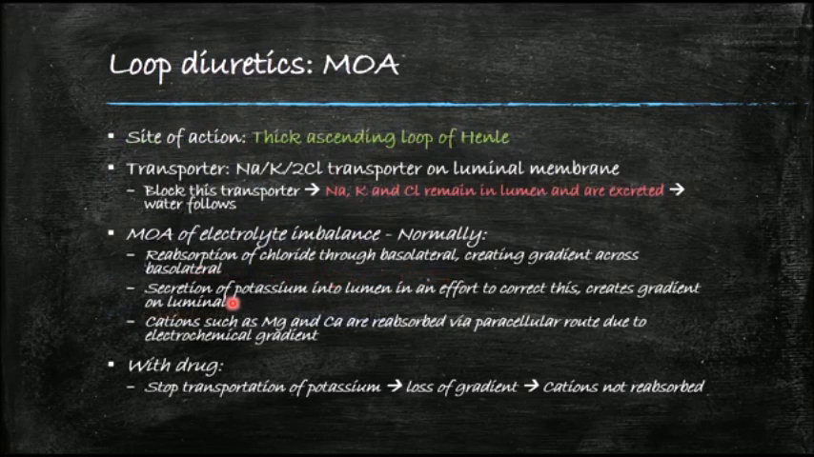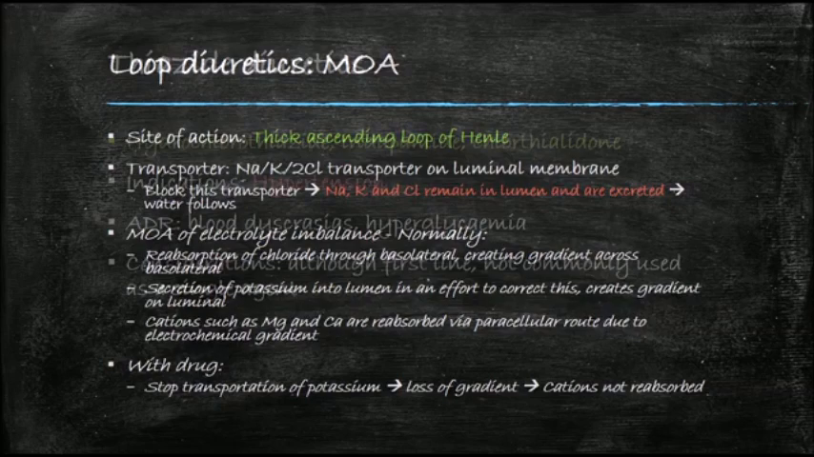I'll leave you guys to go through these yourself, but basically what you need to know for each diuretic is where it works. So this works in the loop of Henle, which makes sense because it's a loop diuretic, and it affects the sodium, potassium, and chloride transporter. So it'd be good to have a read of this, but for the purpose of time, I'm not going to do it.